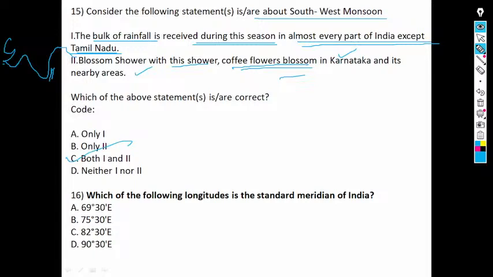We'll discuss, see, which of the following longitudes is the standard meridian of India. The options are 69°30' east, 75°30' east, 82°30' east, 90°30' east. It is 82°30', C.